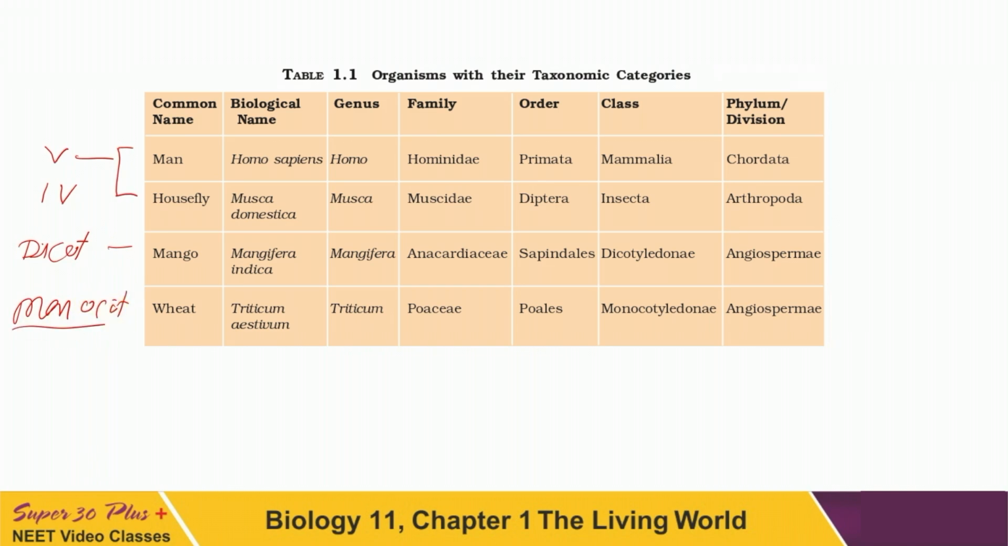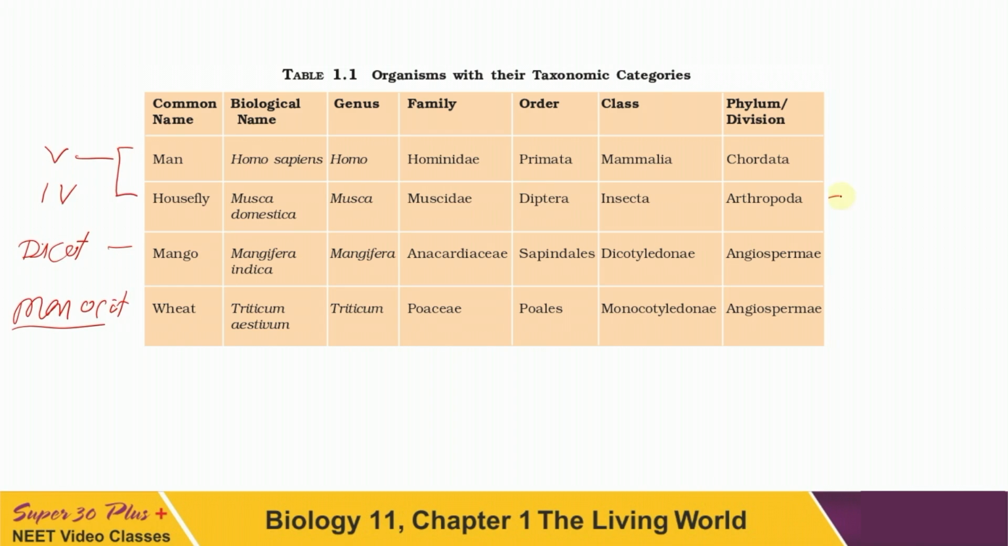This is man. The biological name is Homo sapiens. Homo is the genus. Family is Hominidae. Order is Primata. Class is Mammalia. And the phylum is Chordata. See here, this is housefly. Name is Musca domestica. Genus is Musca. Family is Muscidae. You see in this we have the suffix IDAE. Order is Diptera. Class is Insecta. And phylum is Arthropoda.